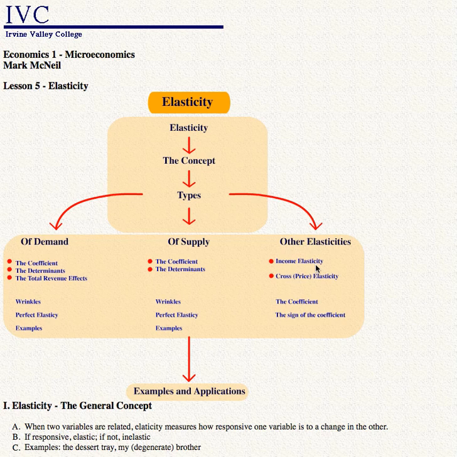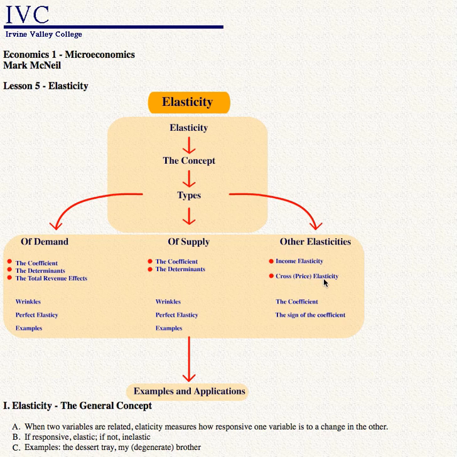But if one goes up and the other goes up, then the sign of that ratio is positive, and that means it's a normal good. But for some goods, income goes up and the quantity purchased goes down. These are inferior goods, and the sign of the elasticity coefficient will be negative, because they're moving in opposite directions. Normal good, positive sign. Negative sign, it's an inferior good.